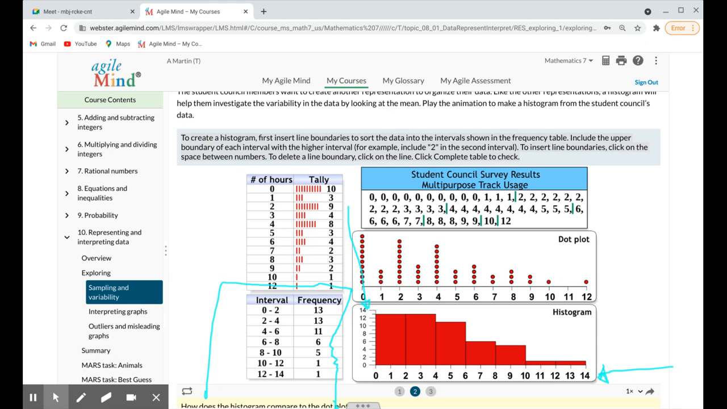Can you repeat that? I was writing it down. Yes. I was trying to see how tall our bar would be for 12 to 14. In our histogram, how tall would it be? 1. Great job.